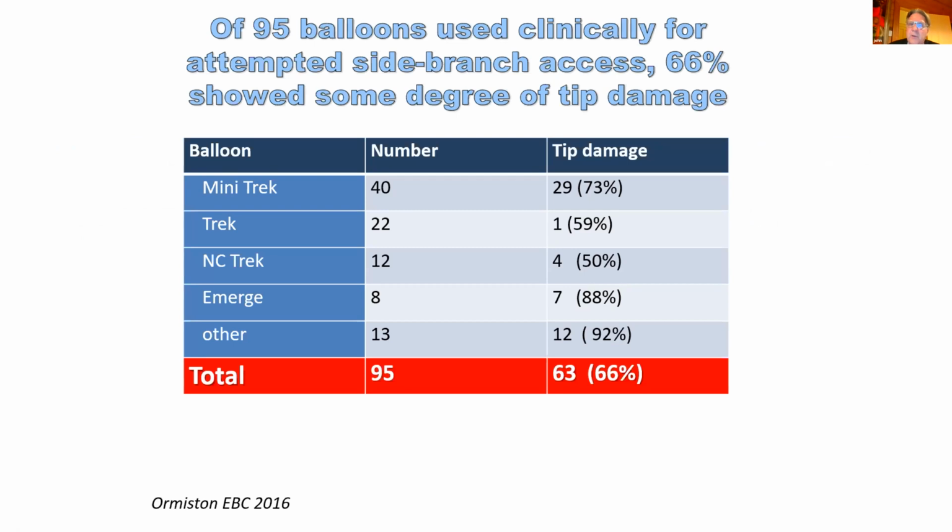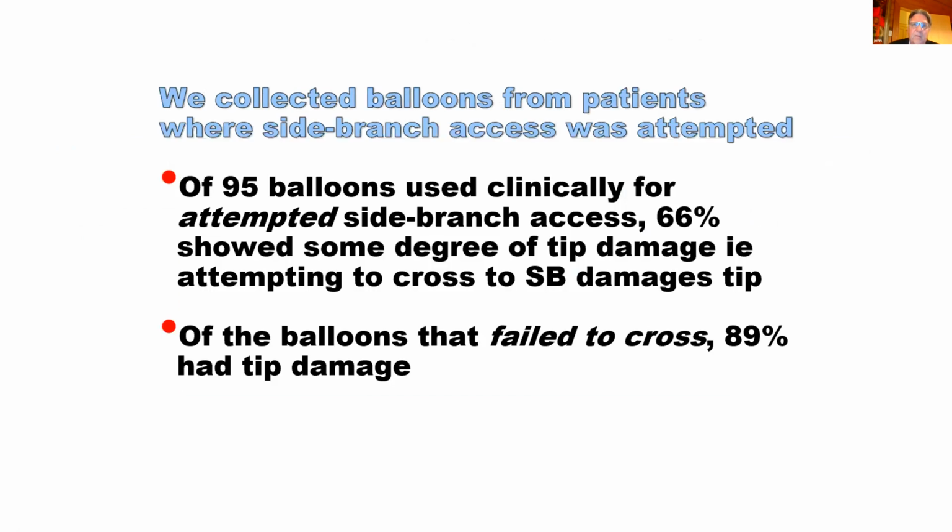Of 95 balloons used clinically for attempted side branch access, 66%, well over half, showed some degree of tip damage. So of 95 tips, 63 or 66% had some tip damage. And in addition, of the balloons that failed to cross, 85% had tip damage.